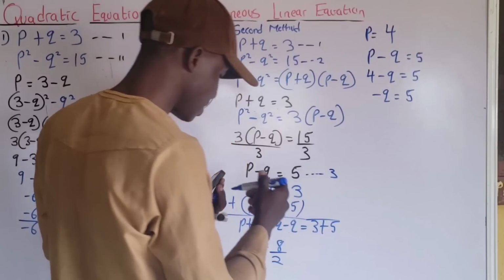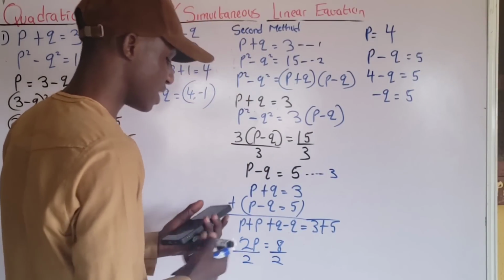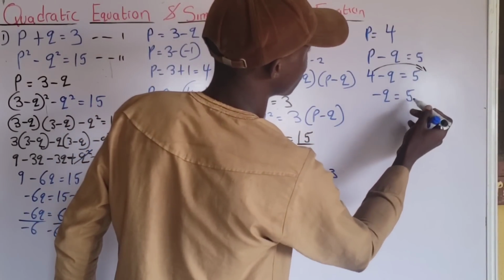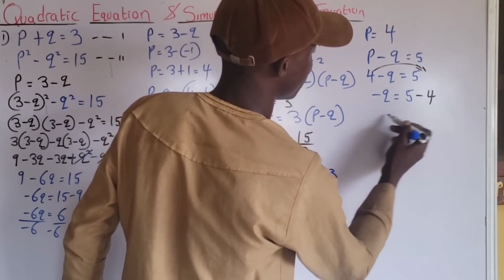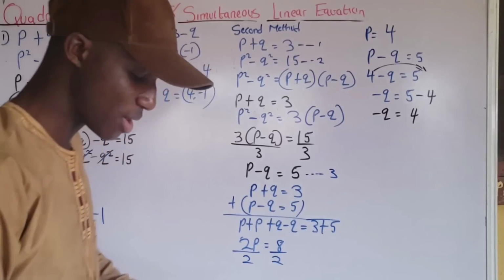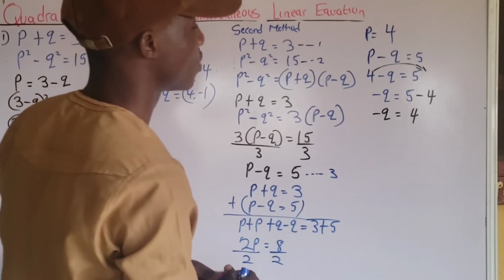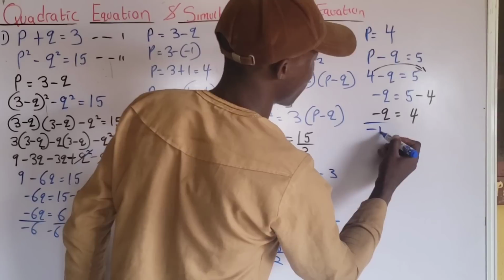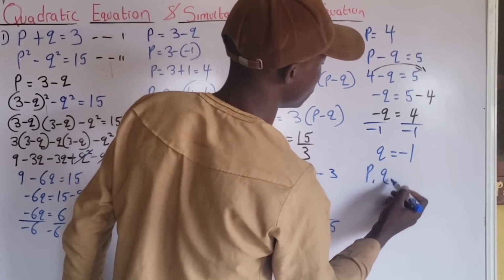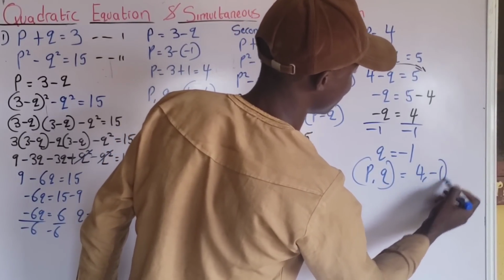Now, if this 4 crosses the equals to sign, the sign which is positive is going to change to negative. So I'm going to have minus 4. So minus q is equal to 4. I'm looking for q, I'm not looking for minus q. So I'm going to divide both sides by negative 1 to eliminate the minus that is at the coefficient of q. So divide both sides by minus 1, this over minus 1. So q is equal to negative 1. So p comma q for this equation as well is what? 4 comma minus 1. Do you understand?